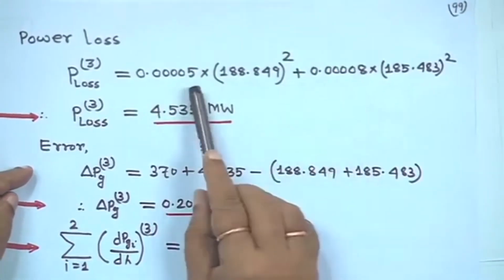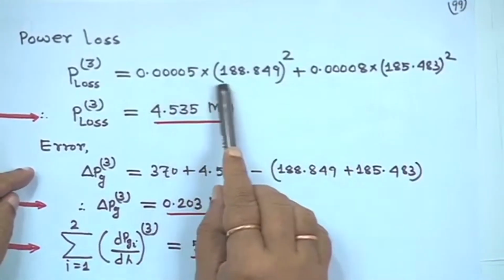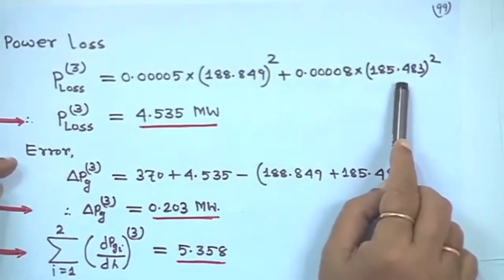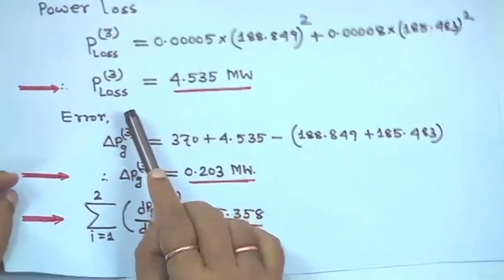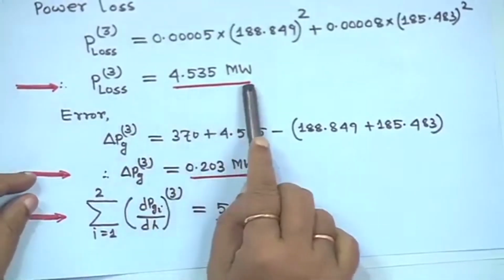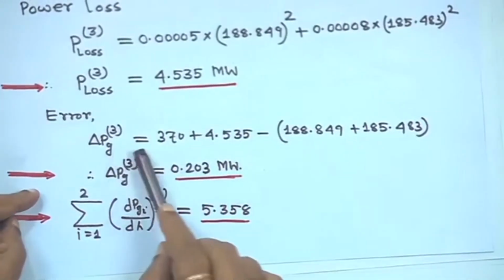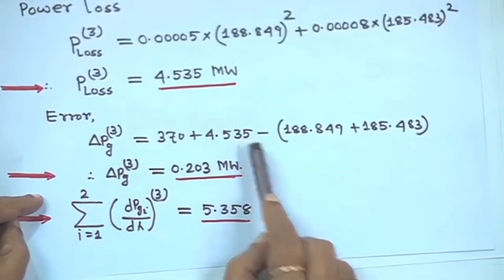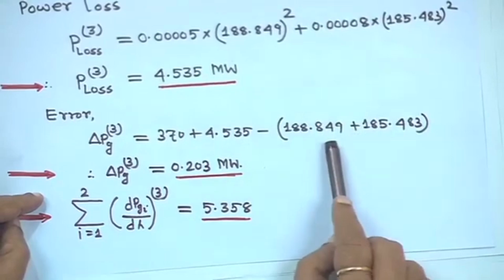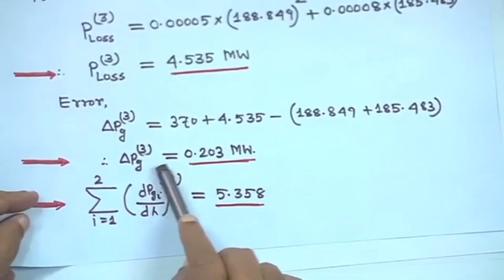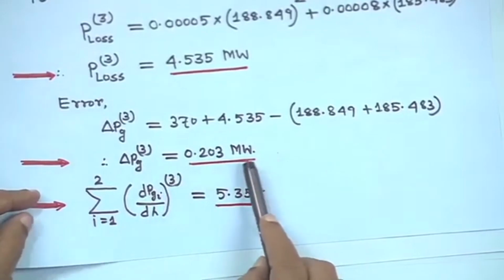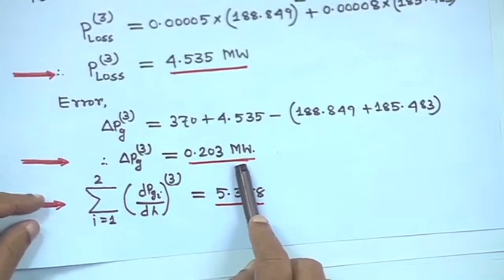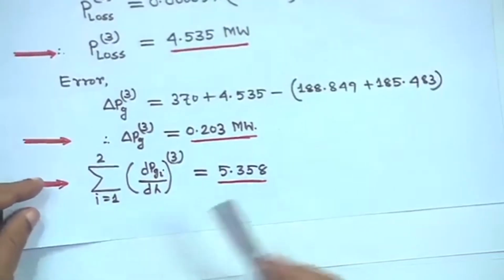This formula was given: 0.405 into Pg1 squared, with this value of Pg1, plus 0.408 into Pg2 squared, with this value of Pg2. Here we are getting the loss at the third iteration as 4.535 megawatt. The error, delta Pg3, is 370 plus this loss 4.535 minus the sum of the two generations you have got, so delta Pg3 is 0.203 megawatt. This is still not sufficient for convergence, so we will find one more iteration.